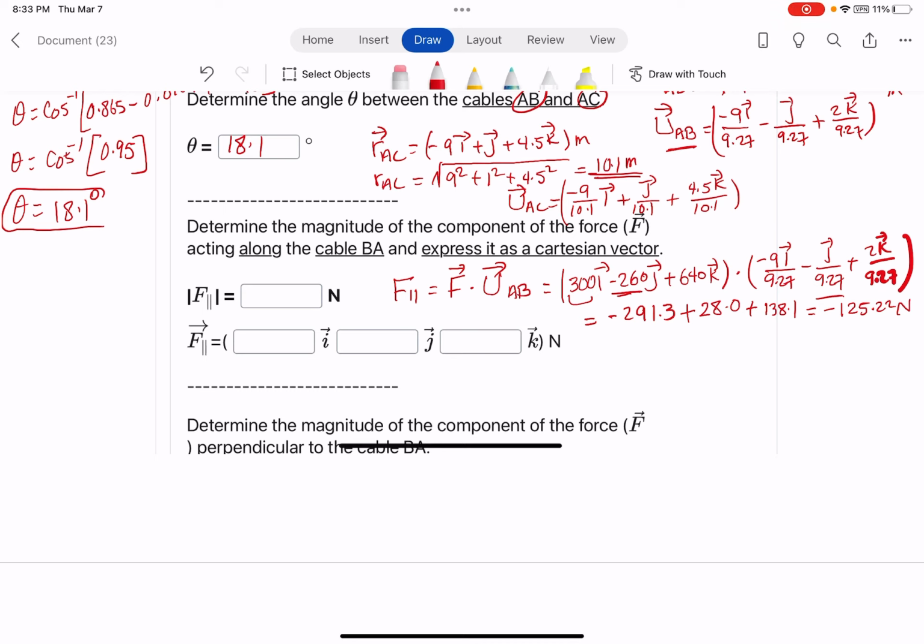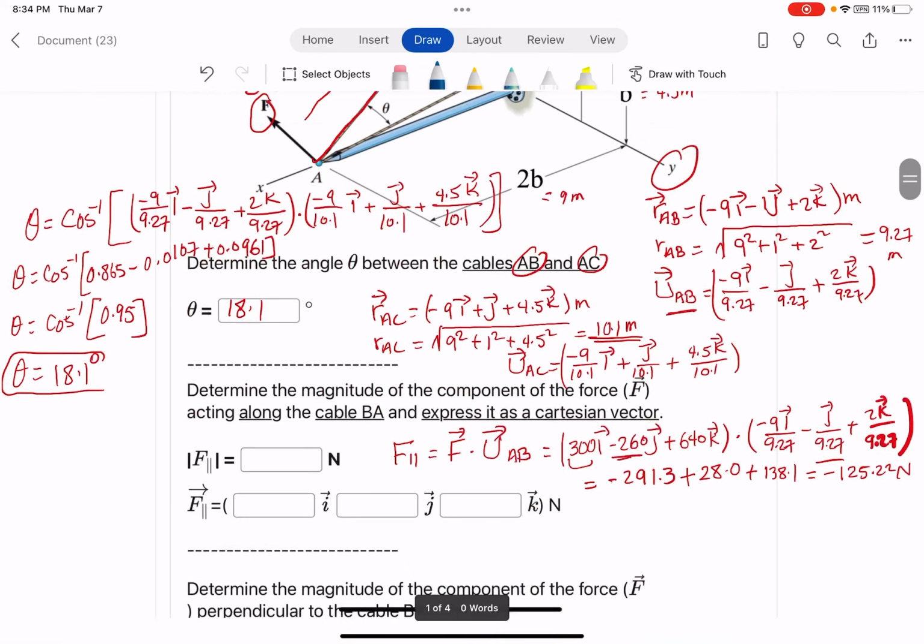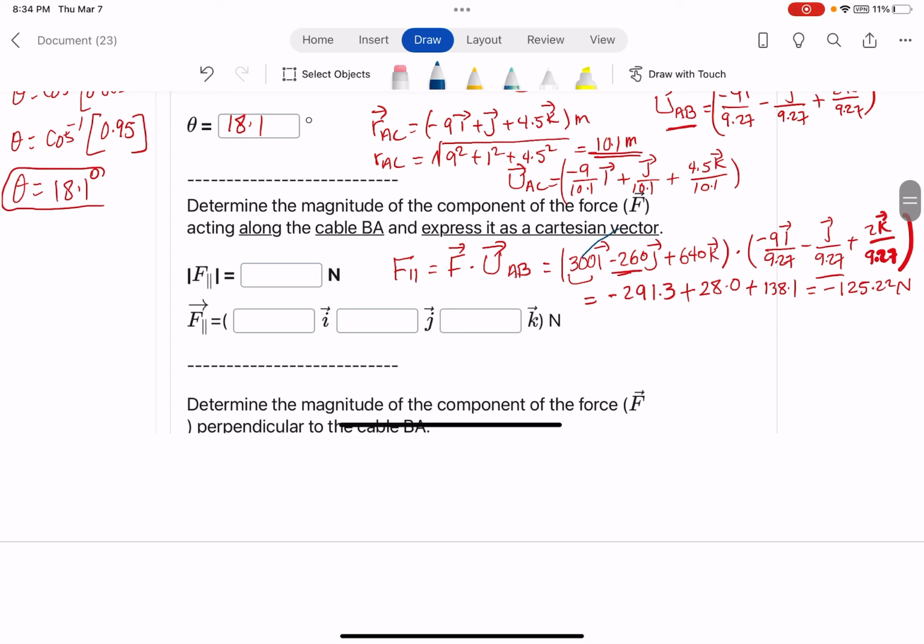You just multiply the I times the I, the J times the J, and the K times the K, and then you add them all together. So with respect to that, you could find out the force parallel to the cable AB by multiplying this times this, plus this times this, plus this times this, and you'll get minus 125.22 Newton. Now, he wanted it in Cartesian format.